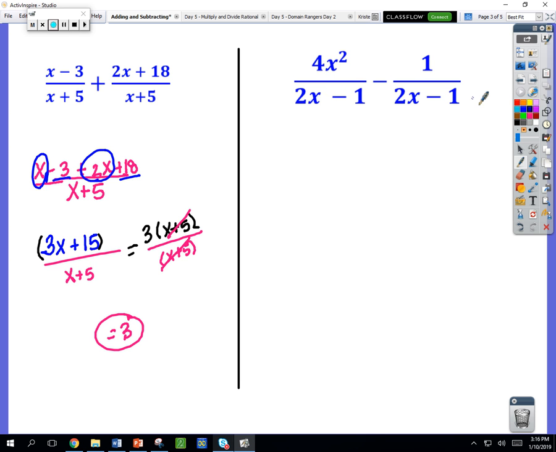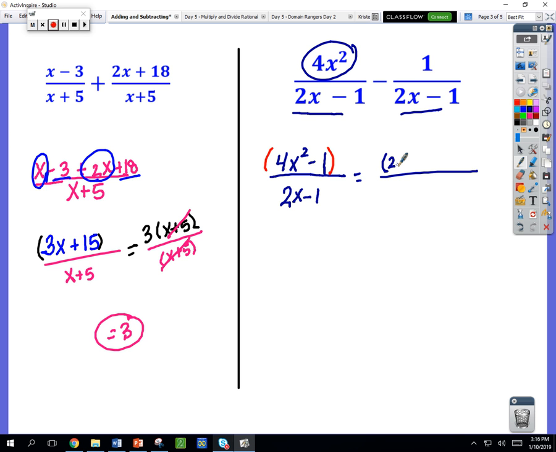So then we're here. Let's talk about this one. Again, these match. So that stays the same on the bottom, 2x minus 1, which means I can go ahead and combine across the top. 4x squared minus 1. And I can't combine any like terms, so that's what it looks like. Now I'm going to see if I can simplify it. So I'm going to check and see, can I factor this top? And I can. It's a difference of squares. So I'm going to take the square root of the front plus or minus the square root of the back. That's what this is factored.